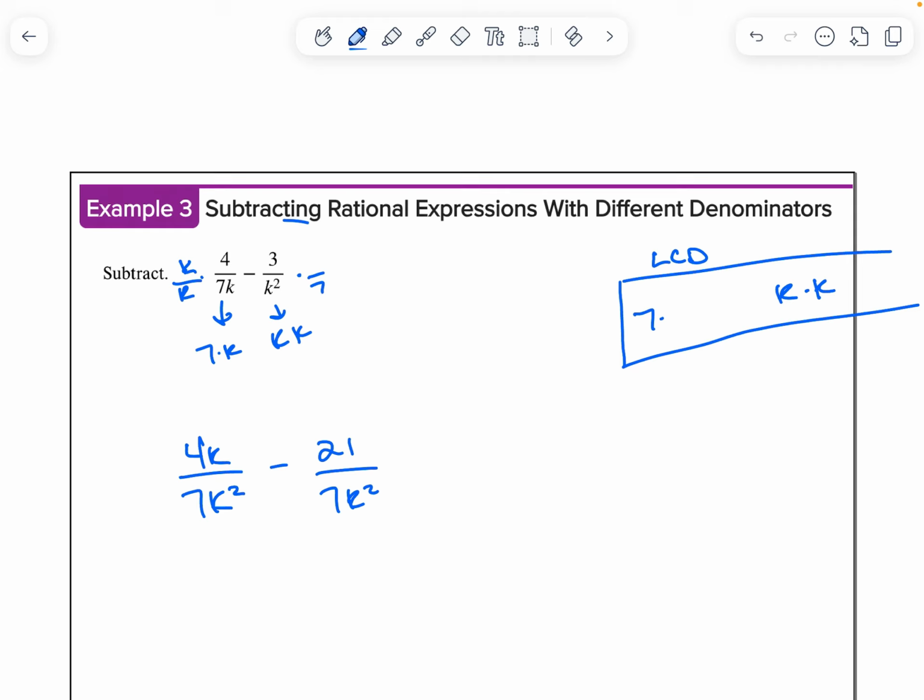And now notice that the denominators are the same. So now we can subtract across the top, 4k minus 21, which is prime, over 7k squared. We have one fraction. We did our subtraction and combined into a single rational expression.